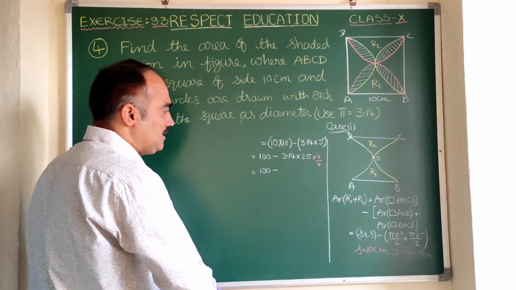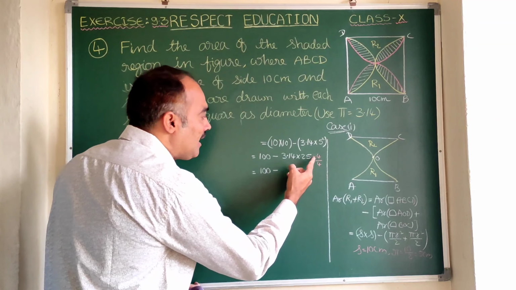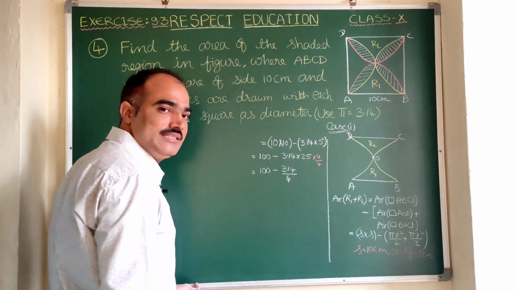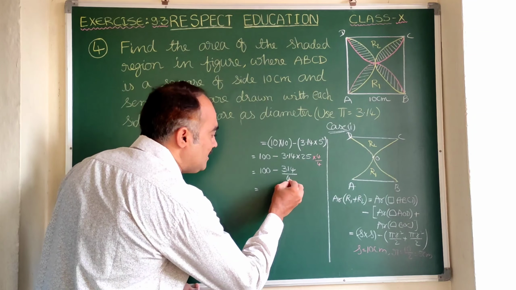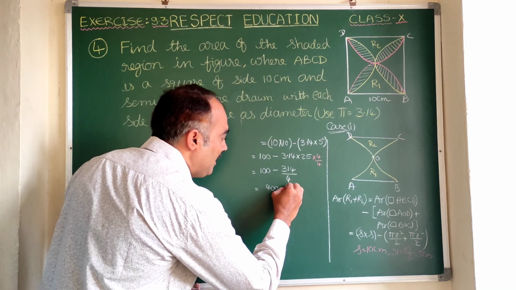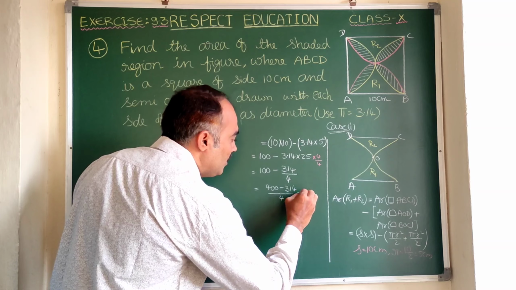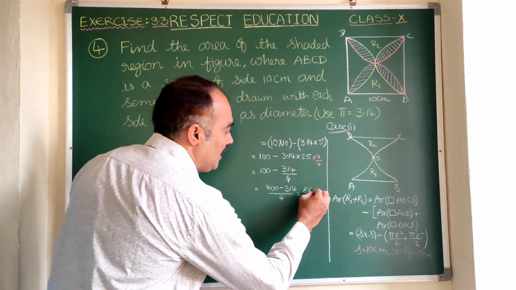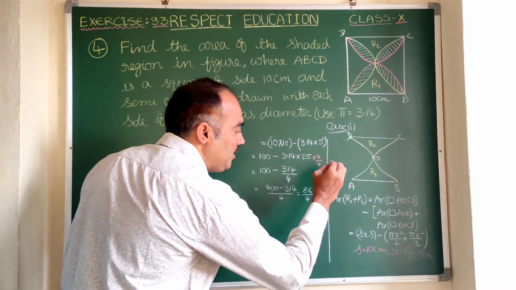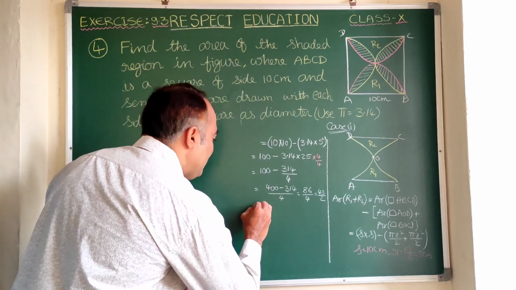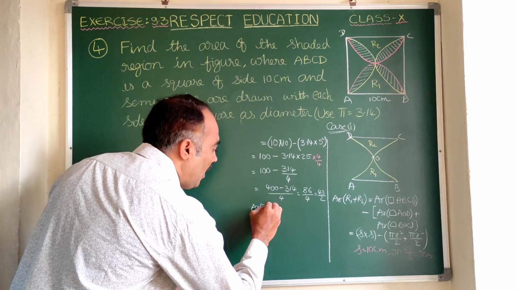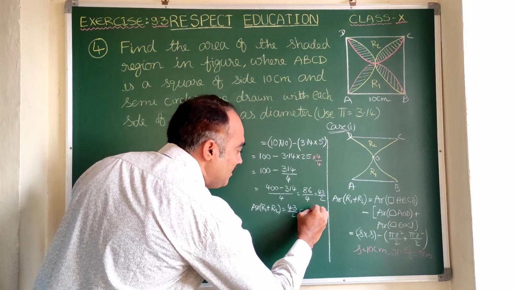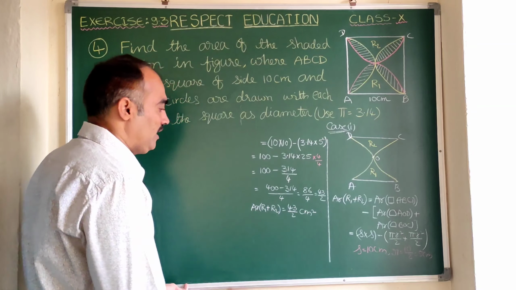So what happens here, 4 twenty-fives are 100. 100 into 3.14 is 314 by, let us write the 4 as it is. Now 4 is the LCM, 4 into 100 is 400 minus 314 by 4. On subtracting you will get 86 by 4. So let us write this as 43 by 2 centimeter square. So here we got area of R1 plus R2 as 43 by 2 centimeter square. That is case 1.